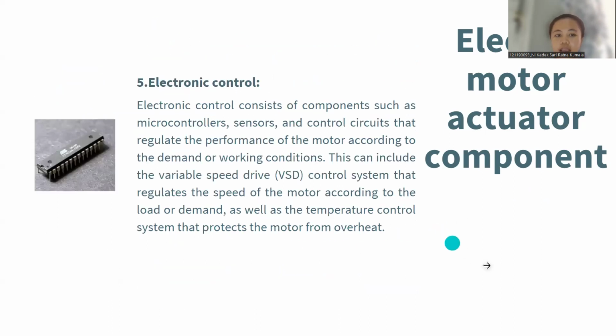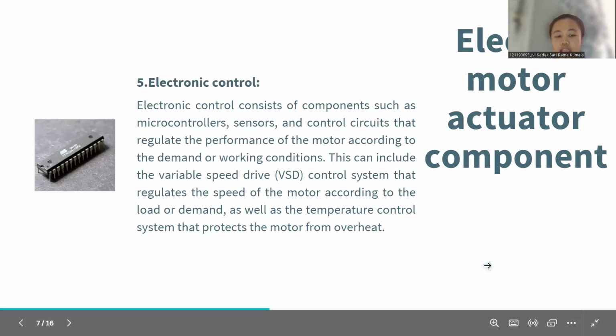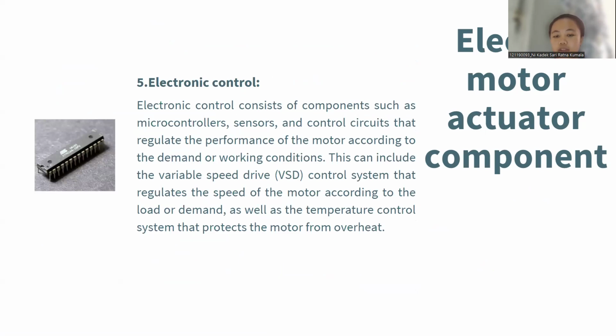Okay, next. For the last, electronic control. Electronic control consists of components such as microcontrollers, sensors, and control circuits that regulate the performance of the motor according to the demand or working conditions. This can include the variable speed drive control system that regulates the speed of the motor according to the load or demand, as well as the temperature control system that protects the motor from overheating.